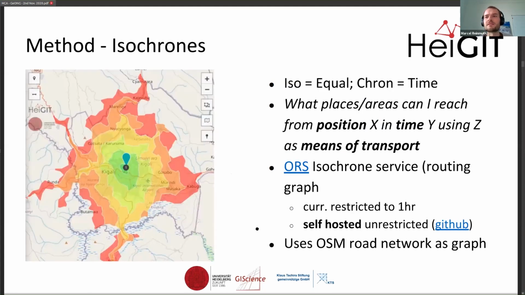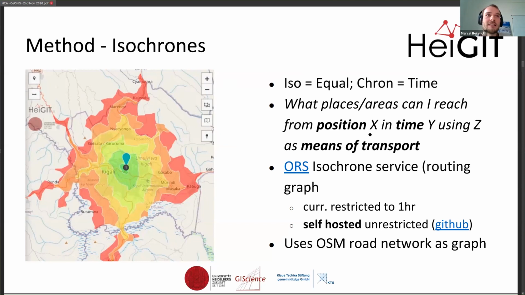Okay, what are isochrones? I talk a lot about it. I think the origin is probably Latin. Iso means equal, chron means time. Basically, we have a point, a center, a source point from which we want to know what area I can reach in a certain amount of time. I put it here: what places can I reach from position X in time Y using Z? Z being the means of transport, of course. If I have a bike, I can probably only reach a fraction of the area I can reach if I had a car.